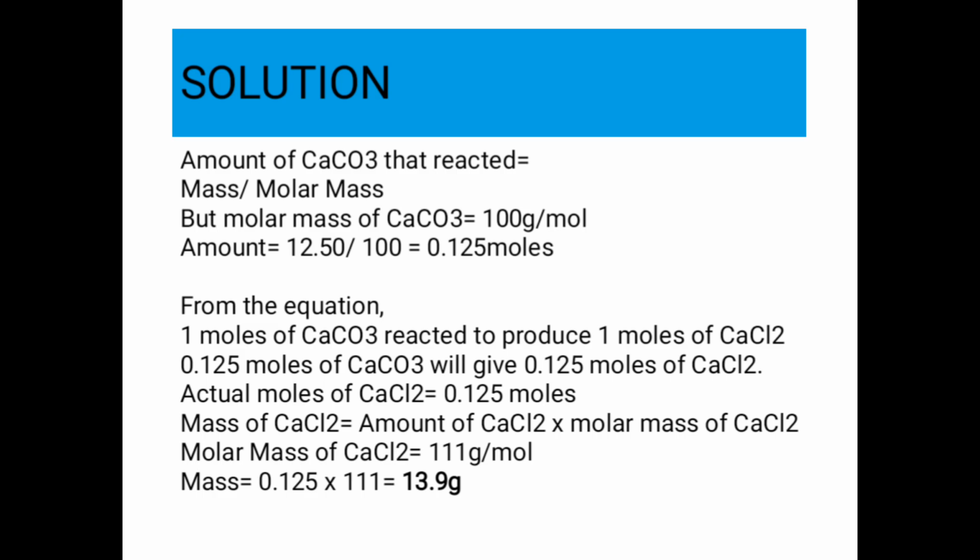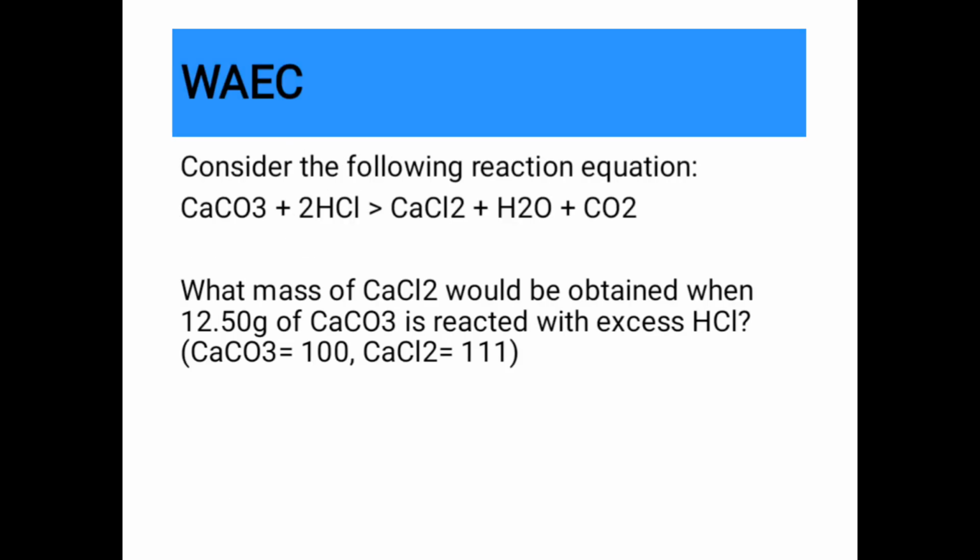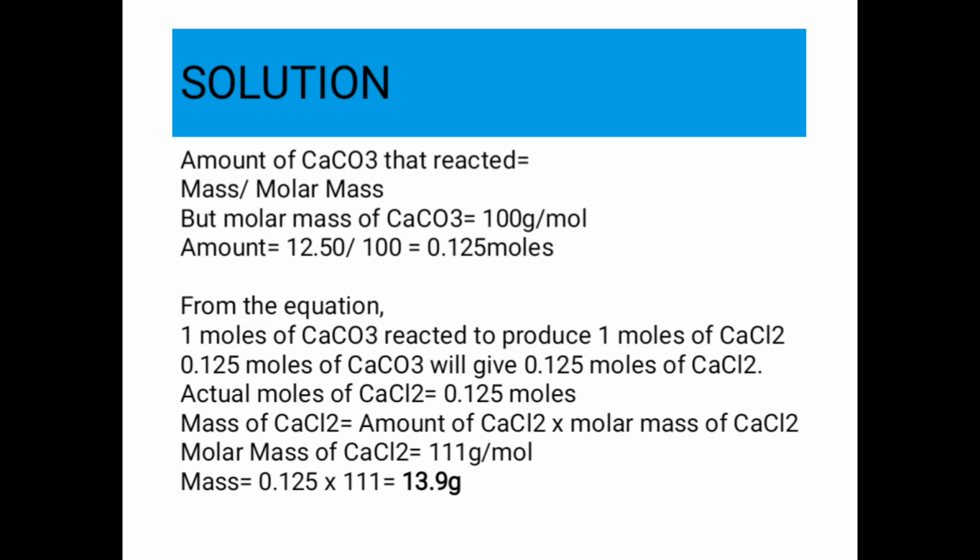Step 3: I said step 1 is to balance the equation, and step 2 is converting whatever mass you are given to mole. Step 3 now is to do the stoichiometry of the question by saying, from the equation, 1 mole of CaCO3 produces 1 mole of CaCl2. Since they have the same stoichiometric ratio, whatever mole you get in the known will be the mole for the unknown. Therefore, 0.125 mole of CaCO3 will give 0.125 moles of CaCl2.